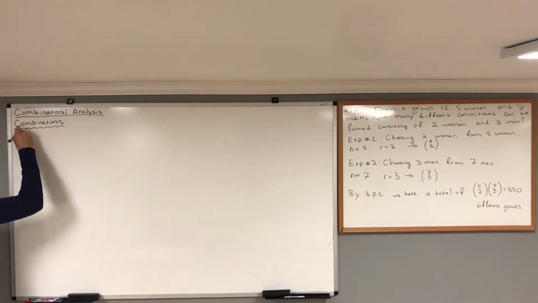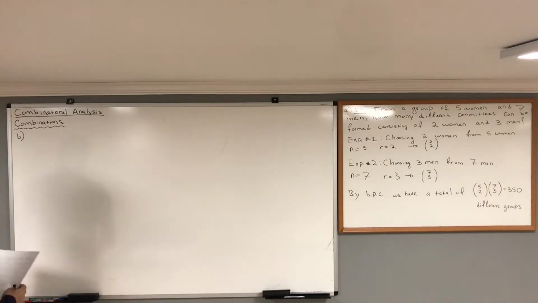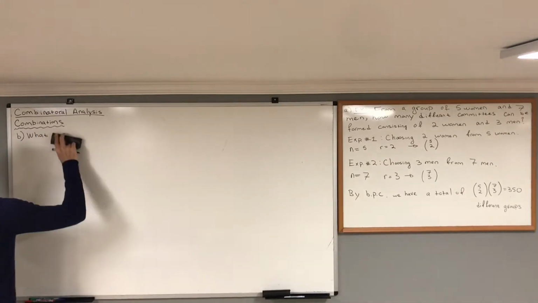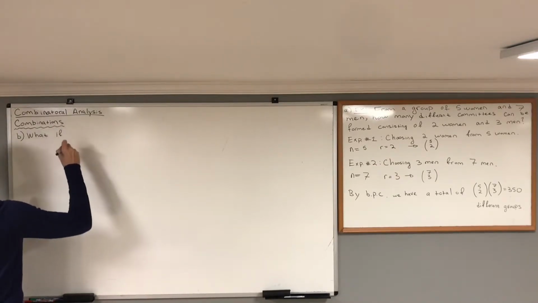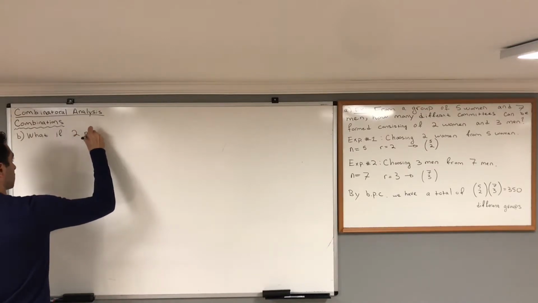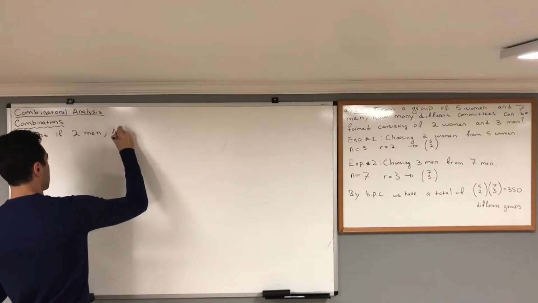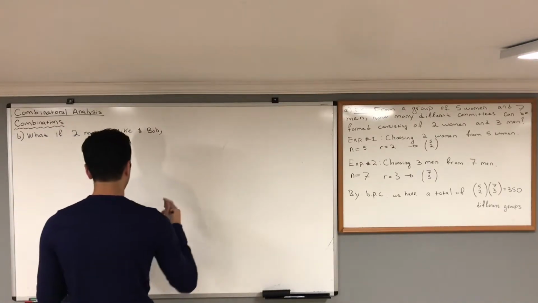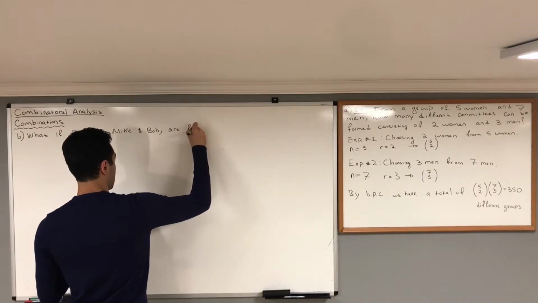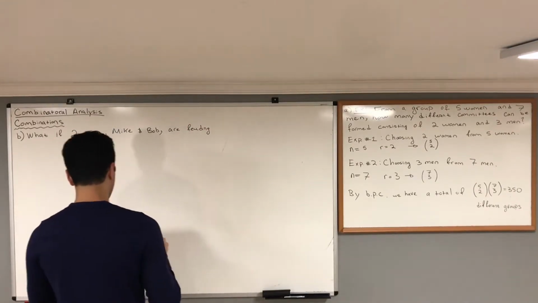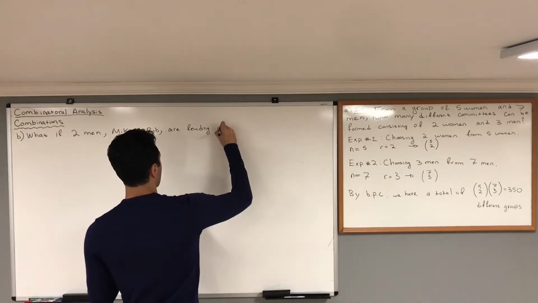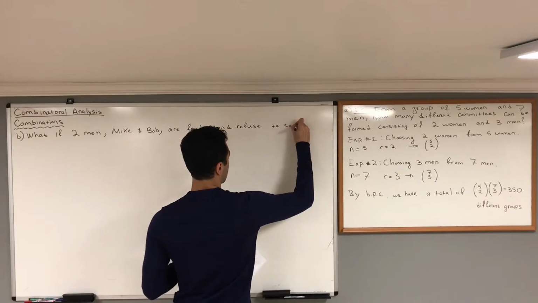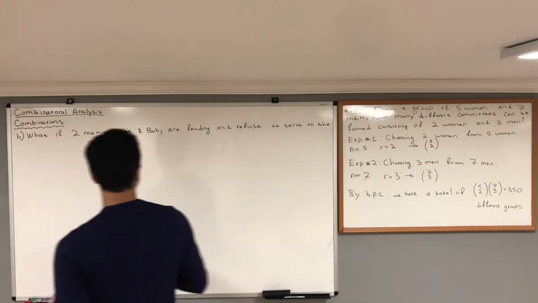And this is part B. And part B says, what if two men, let's say Mike and Bob, are feuding, so they're fighting with each other, and they refuse to serve on the committee together.